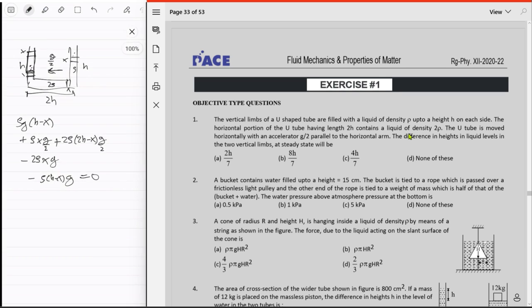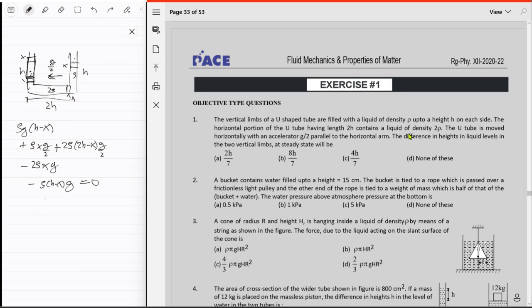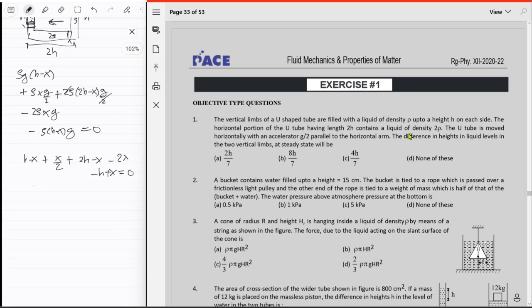So what does that mean? Rho cancels, so g also cancels. This is h minus x plus x upon 2, plus 2 times all of this, which is 4h upon 2. That 2 actually cancels with this thing. So it's just 2h minus x, then minus 2x, then minus h plus x is equal to 0, right? So this just becomes 2h, then minus x minus x minus, which is minus 4x plus x, which is minus 3x. So minus 3x plus x upon 2 equal to 0, which means 4h minus 6x.